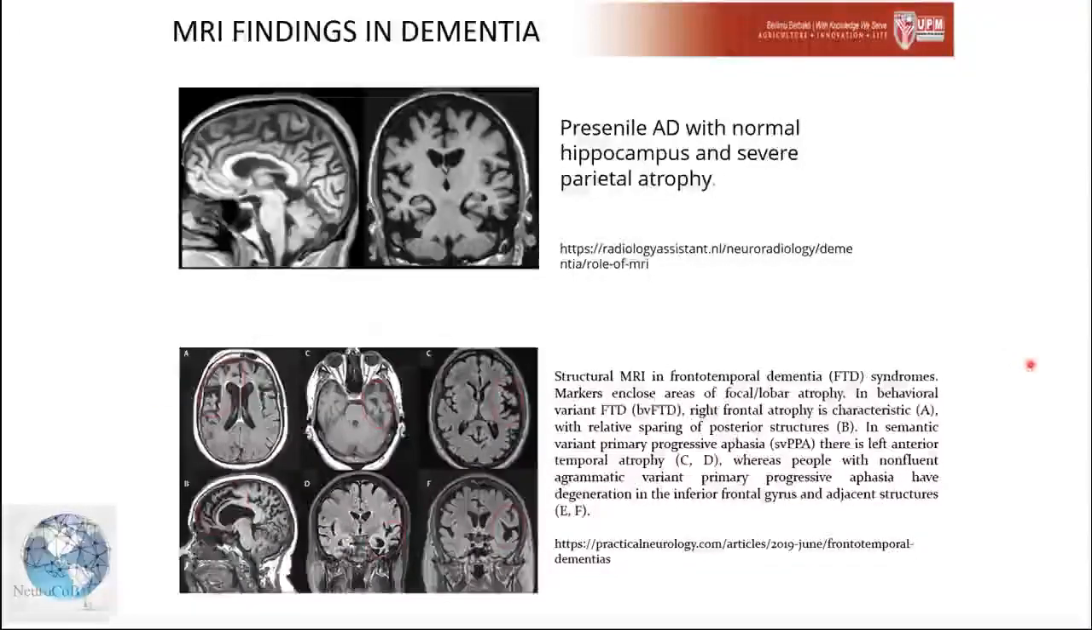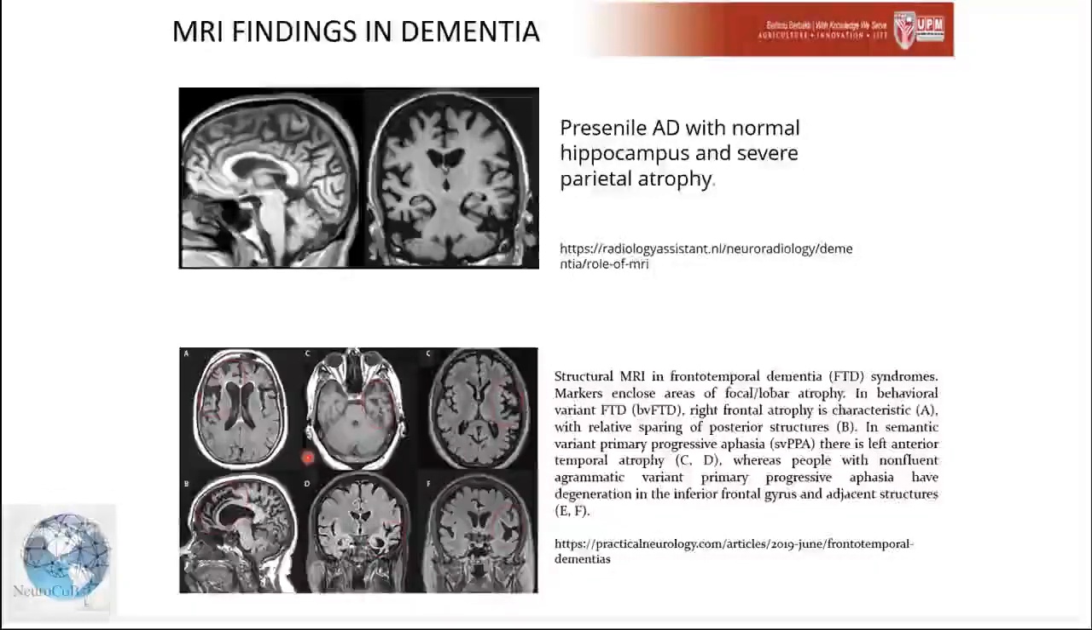So this is A. There are marked areas of focal lobar atrophy here. Okay, and then in behavioral variant FTLD, right frontal atrophy is characteristic, with a relative sparing of the posterior structures.